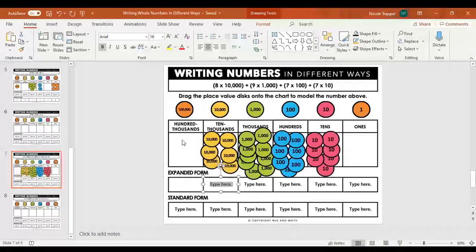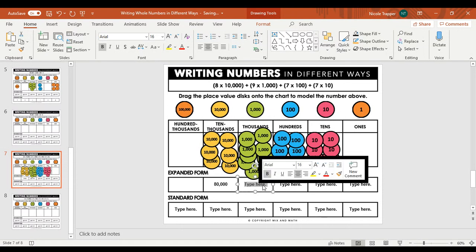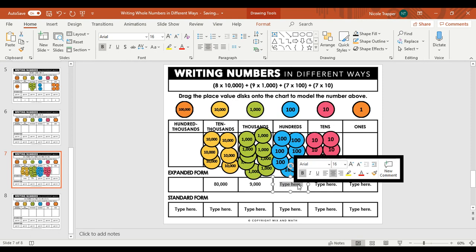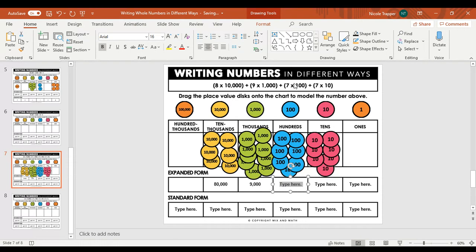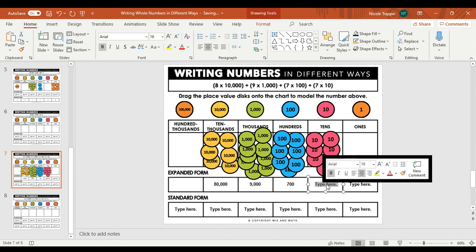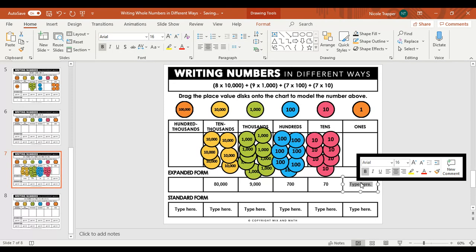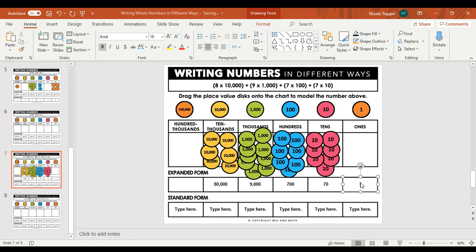Next, I'm going to see how many 10,000s I have. So 8 times 10,000 is 80,000. And then 9 times 1,000 is 9,000. To find the value of the hundreds, I'm going to do 7 times 100, which is 700. Next, the tens, 7 times 10 is 70. Lastly, like I said, you do need a 0 here because if not, the value would be different. So I'm going to say 1 times 0 is 0.